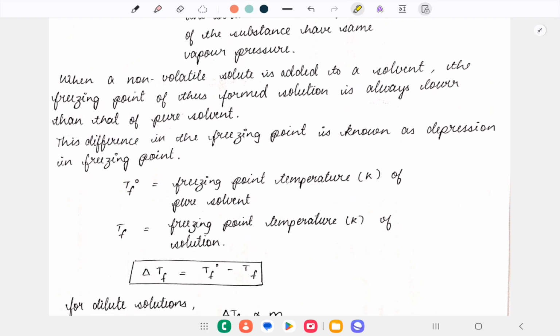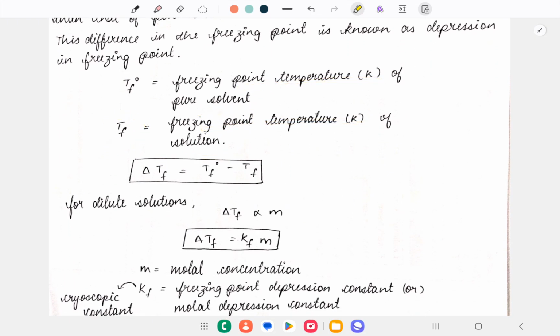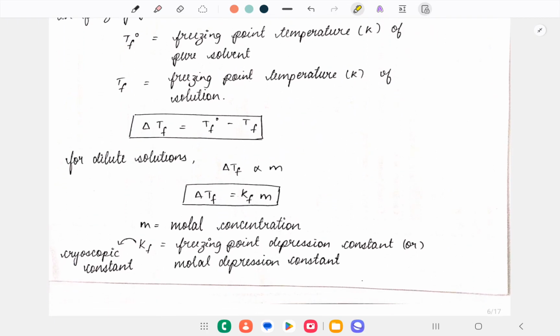So the variation in the freezing point is known as the depression in the freezing point. Here Tf naught is the freezing point of the pure solvent, and this is the freezing point of the solution. The variation is known as the depression in the freezing point. And for dilute solutions, same as in the case of elevation in the boiling point, it is directly proportional to molality. And if we remove the proportionality sign, we will get a constant.